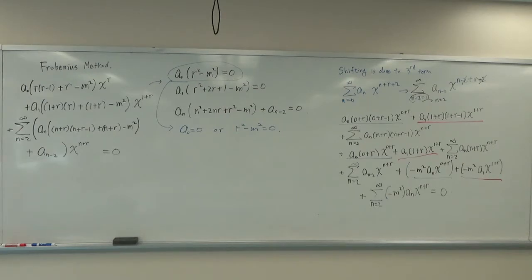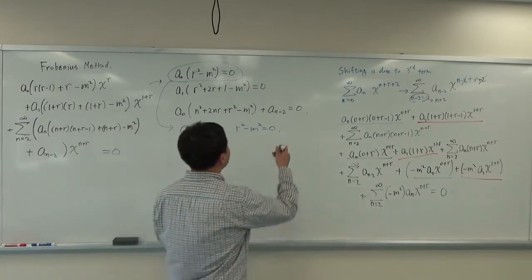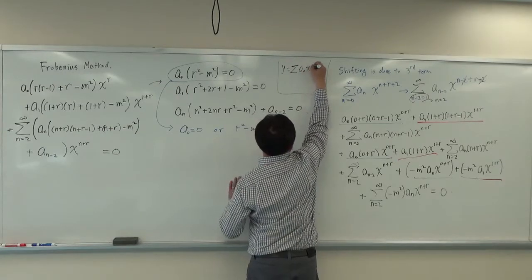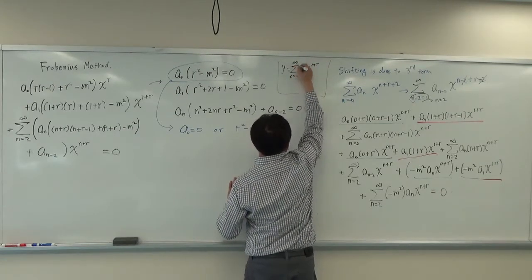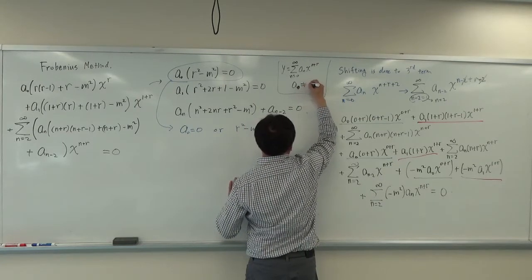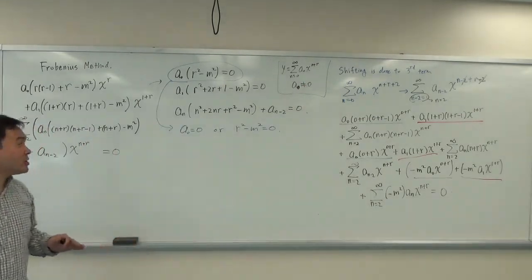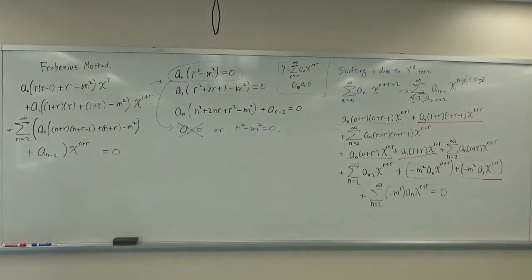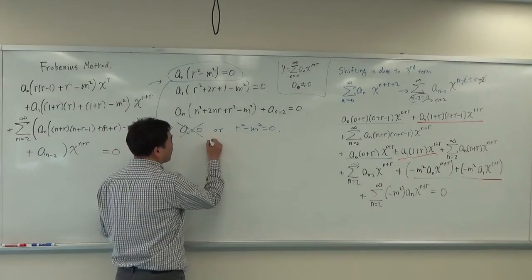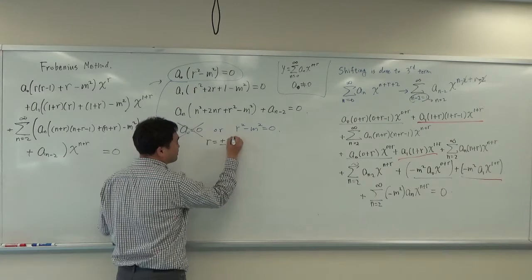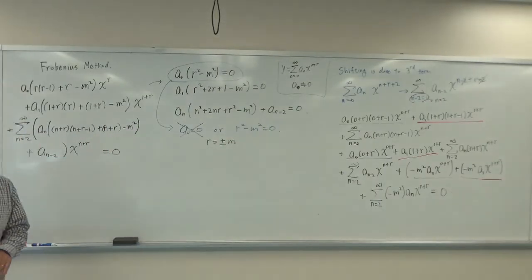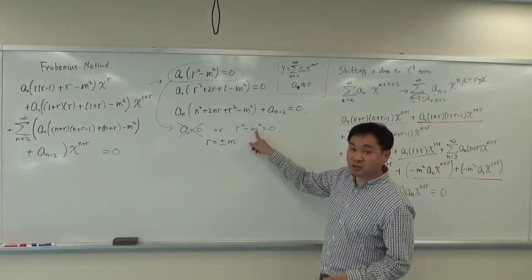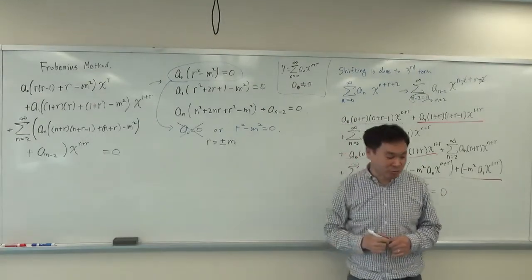Here, our assumption when we first started with Frobenius was that y is equal to the summation of a_n x to the n plus r, n from 0 to infinity, and a0 cannot be 0. That was our assumption, right? Because of that assumption, we can't have this. Okay? So immediately, you get r equals plus or minus m. Because if you solve this by moving the m squared to the other side and taking the square root, you get r equals plus or minus n.